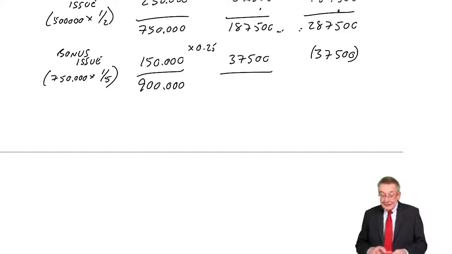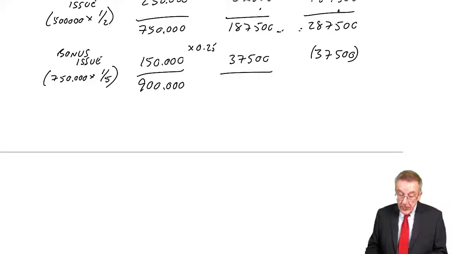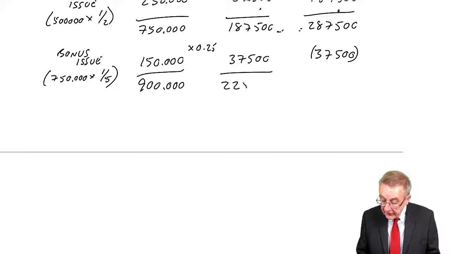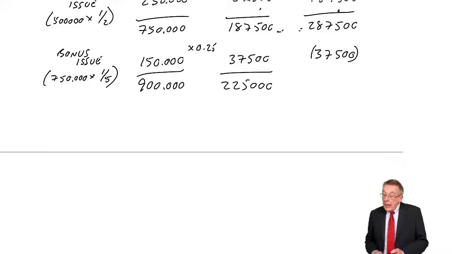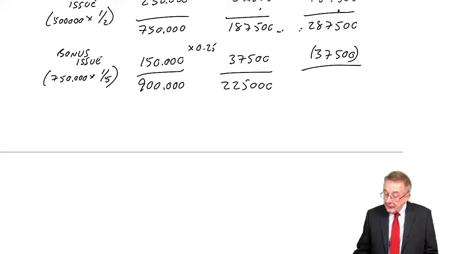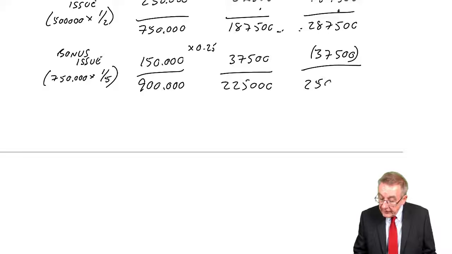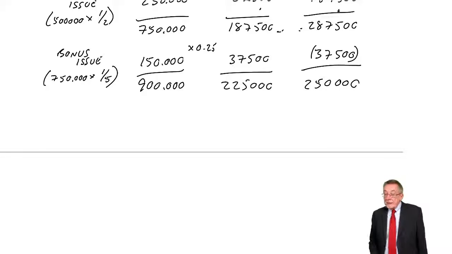Share capital, 187,500 plus 37,500 is 225. And share premium, 287,500 less 37,500 is 250,000. And so see what's happened.